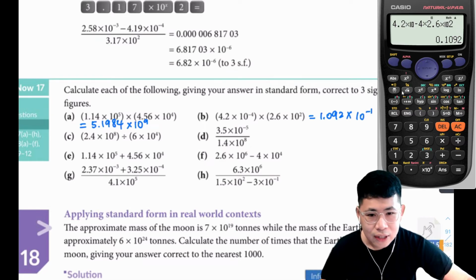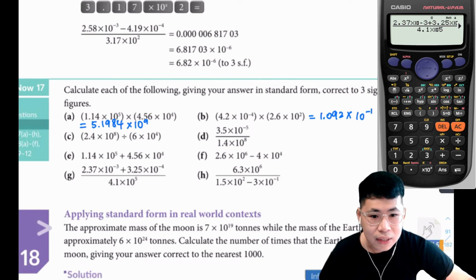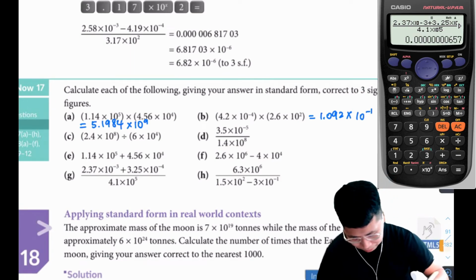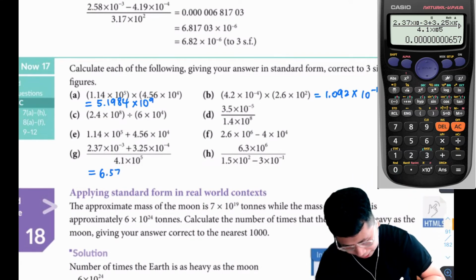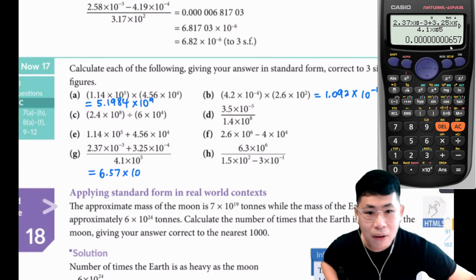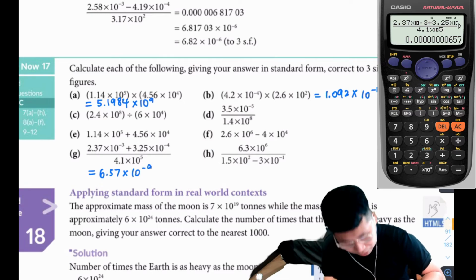Next one, let's do a slightly challenging one. Let's do G. We have a fraction 2.37 times 10 to the power of negative 3, plus 3.25 times 10 to the power of negative 4. And then the bottom would be 4.1 times 10 to the power of 5. Over here we have this ungodly number. So we can write this as 6.57, and let us write this in standard form, 10 to the power of 369. Just nice. 10 to the power of negative 9.